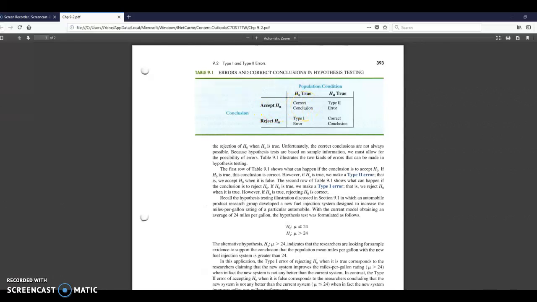There we have a correct conclusion. That's what we want. You can see over here, the alternative hypothesis is true and we reject H naught. There we get the correct conclusion. The problem becomes when, for example, we reject H naught, but H naught is true. In this case, that's a type 1 error. Or we accept H naught when the alternative is true, and that is what we call a type 2 error.